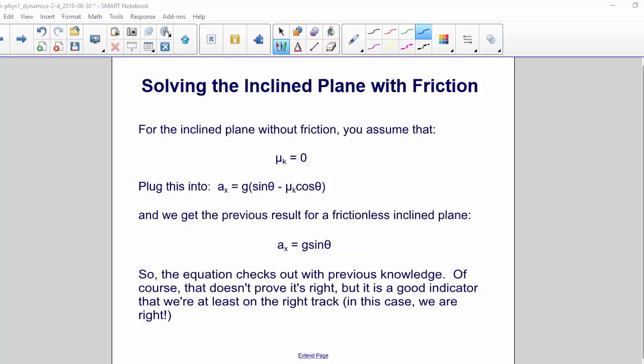For the inclined plane without friction, you assume mu is equal to 0. If you plug this into a is equal to g times the quantity sine theta minus mu cosine theta, you see that you get the previous result, a equals g sine theta. So it checks out with our other equation. Of course, that doesn't mean that we're right, but it's a good indicator that we're on the right track. And of course, in this case, we are right.